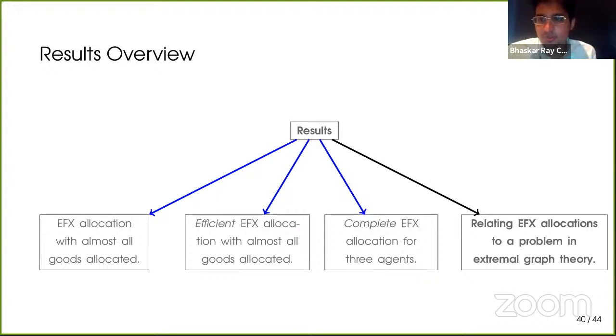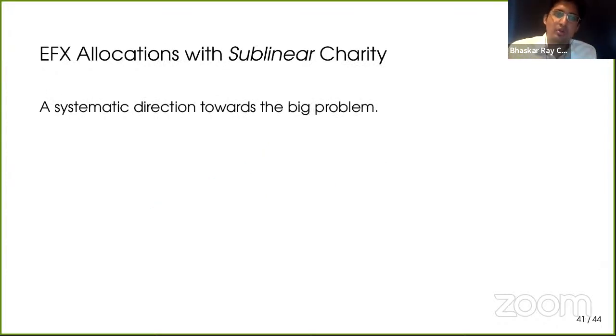Okay, so finally, I will show you how I'm trying to encode the hardness of this problem in, say, a graph theoretic sense, such that I guess it would be more accessible to a broader audience also. So in a way, our goal right now is to reduce the charity. Our previous result shows that EFX allocations exist with at most n-1 goods going to charity, right? Now a systematic way to approach this problem is to reduce this n-1 gradually. So the question is, can we find EFX allocations with sublinear charity?